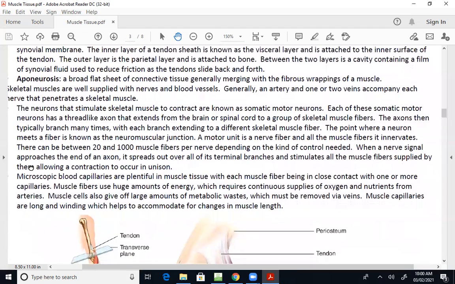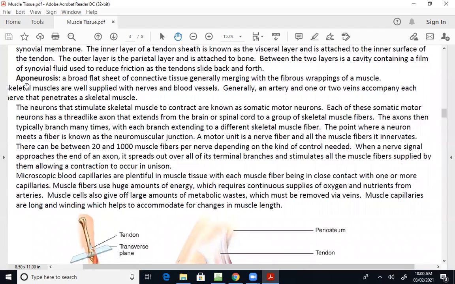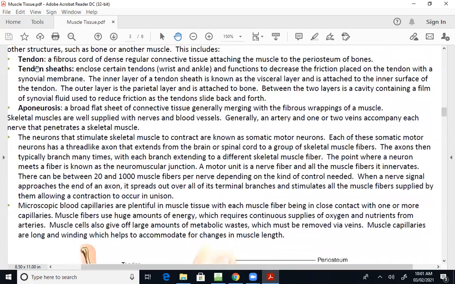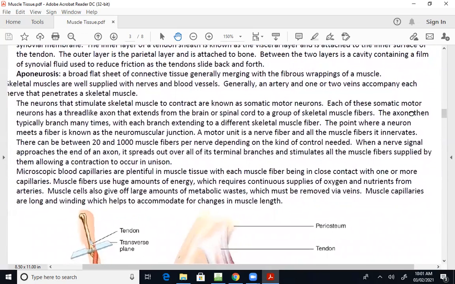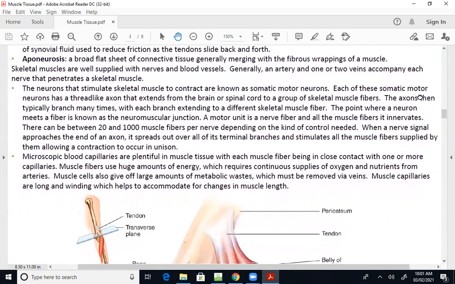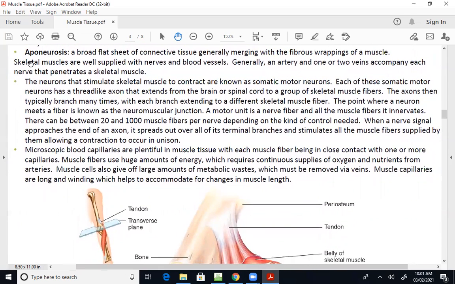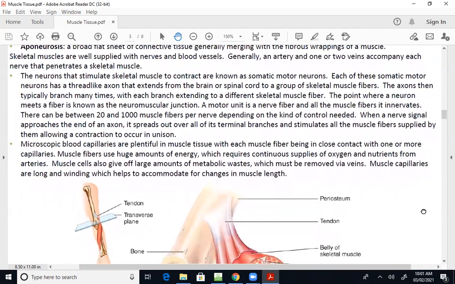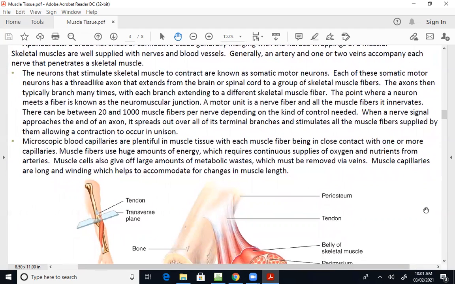Okay. Like a tendon is what we call an aponeurosis, which is more like a flattened tendon. Instead of being like a cylindrical cord, it's more like a broad flat sheet, generally merging with the fibrous wrappings of a muscle. We'll see examples of those, and we'll see examples of tendon sheaths in our next lecture, like the epicranial aponeurosis, which is on top of our skull and is just beneath the scalp skin.